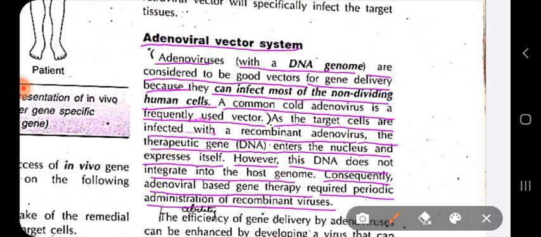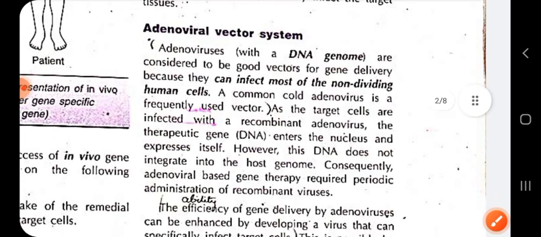So adenovirus can be used as a good vector because it can infect most of the non-dividing cells in humans. A common cold adenovirus is frequently used as a vector. Now, when the target cells are infected with recombinant adenovirus, the target DNA, the therapeutic gene, gets integrated within the nucleus and there it expresses itself. Okay, so this much you can write for avoiding the confusion that is given in the next line.